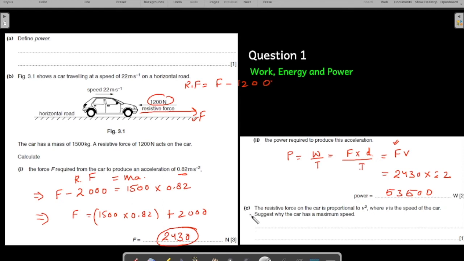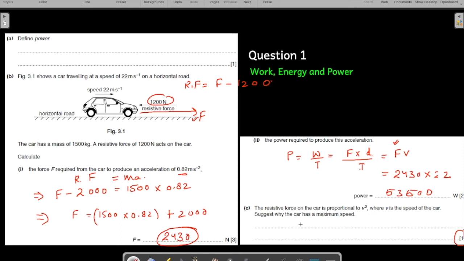Now the C part: the resistive force on the car is proportional to V square. We are saying that the resistive force here is proportional to the square of the velocity, where V is the speed of the car. Suggest why the car has a maximum speed. So why does the car have a maximum speed? 1 mark question, you have to think in terms of the terminal velocity.